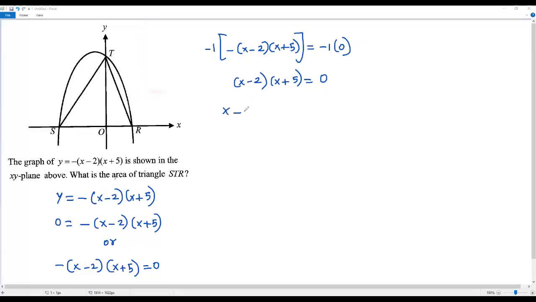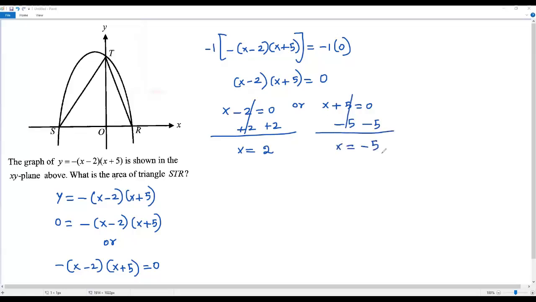So either the first one has to be 0, x - 2 = 0, or x + 5 has to be 0. If I solve for x, I have to add 2 to both sides. The negative 2 and positive 2 will cancel out. I get x equals 2. And here to solve for x, I subtract 5 from both sides. Positive and negative 5 will cancel out. I get x equals negative 5.